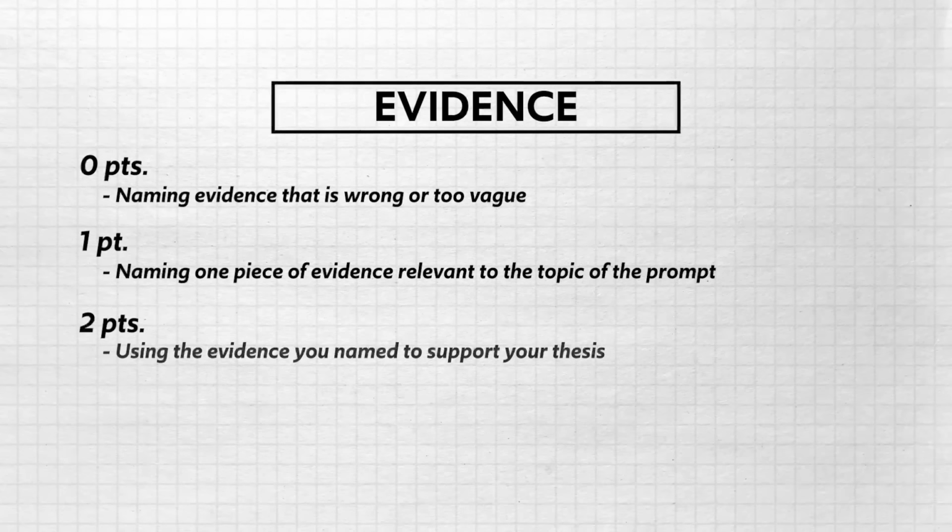This just builds on the previous point. If you successfully identify one piece of relevant evidence, you get 1 point. But if you use that evidence to support your thesis, that will earn you 2 points. And I'm going to show you the difference between just mentioning evidence and supporting an argument with evidence when we get to the next section of the rubric.